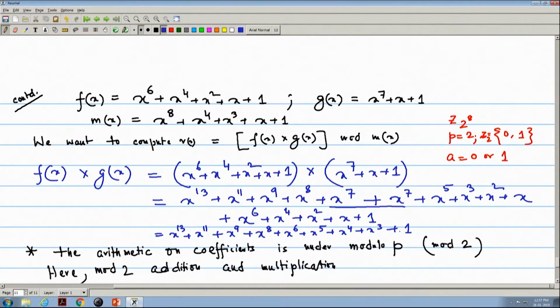So my product is 1 plus x cube plus x 4 plus x 5 plus x 6, x 8, x 9, x to the power 11 and x to the power 13. And we remember that the arithmetic we are following for coefficients is modulo 2 addition and multiplication, since p is 2 here. Modulo 2, since I have written p equal to 2.